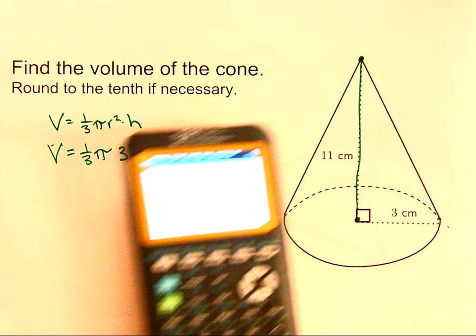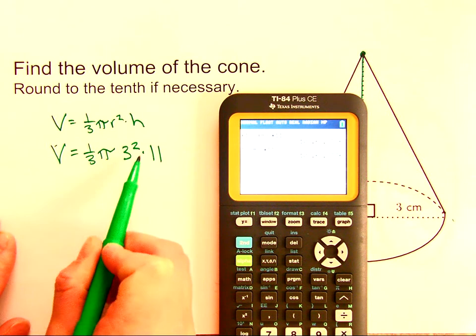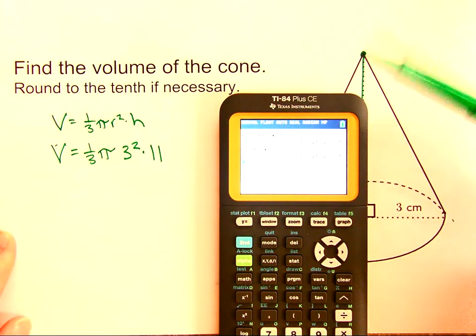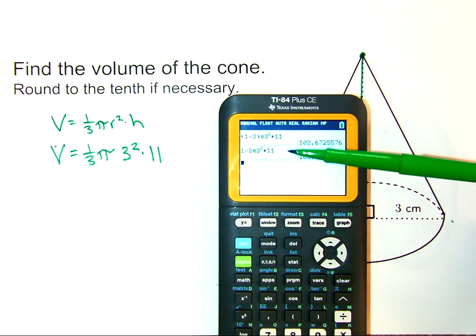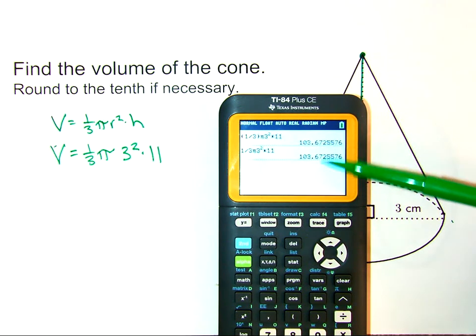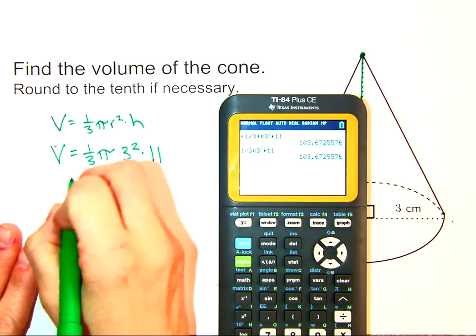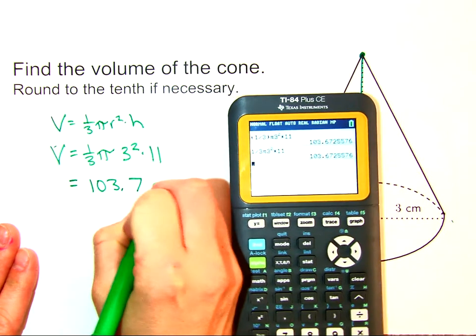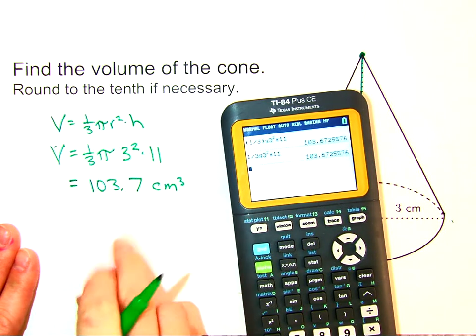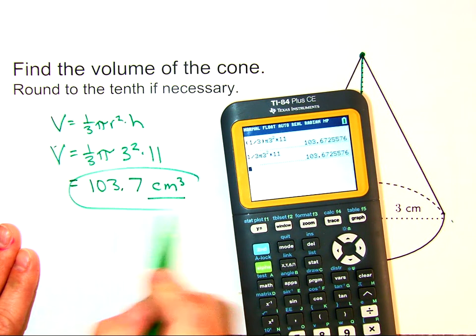All right, so then we just type all of this in our calculator, 1/3 times pi times 3 squared times 11. So I've done it on the calculator with and without parentheses. As you can see, I get the same answer. I like to do it with parentheses just because that's how I put my fractions into the calculator. So our volume is 103.7 cubic centimeters, right? Volume has cubic units, so make sure you've got those units down.